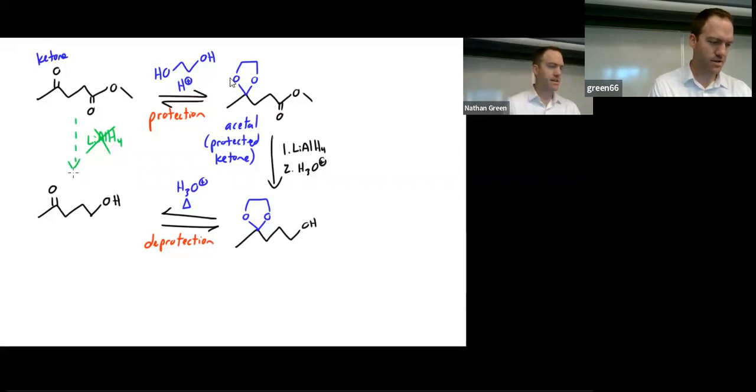an acetal. With the acetal there, I can run this chemistry now. The lithium aluminum hydride will not react with the acetal. It will react with the ester. Do that reduction, clean it up to get to the primary alcohol. H3O plus and heat turns my acetal back into a ketone. Protection, run the reaction I actually want to run, deprotection. Apply the masking tape, paint, unapply the masking tape. That's quick. Is that helpful at all?